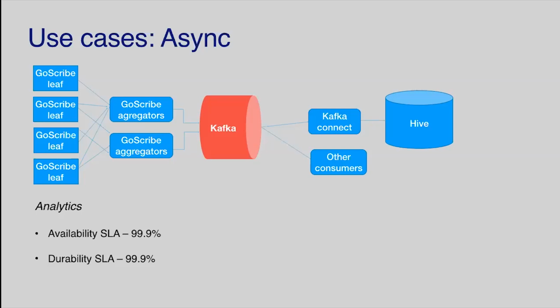On the other end, we have Kafka Connect, which pulls the messages from Kafka and puts them into Hive. We also have other consumers streaming from Kafka for real-time processing. For such use cases, we provide an availability SLA of 3 nines and a durability SLA of also 3 nines.